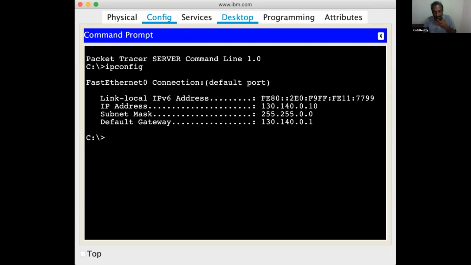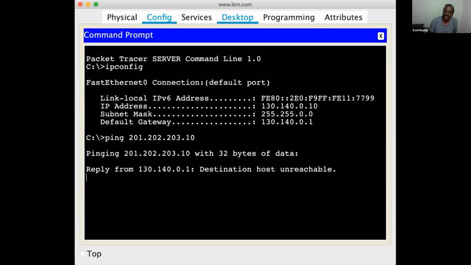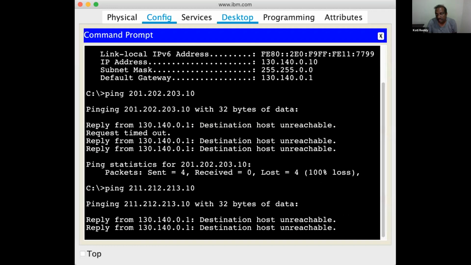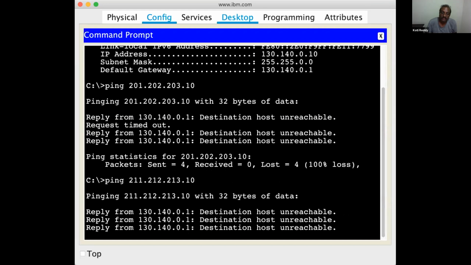Where am I? 130.140. From there, if I ping 201.202.203.10, this is in ISP2, I cannot ping. Can I ping 212.211.212.213 in ISP number 3? I cannot ping. I ping 211.212.213.10. I could not ping. This system is ISP3. I could not ping there also.